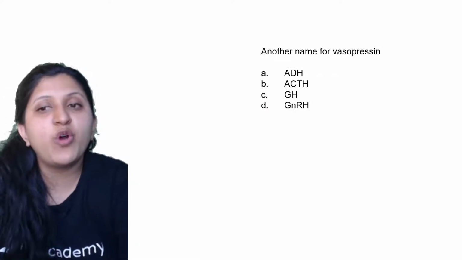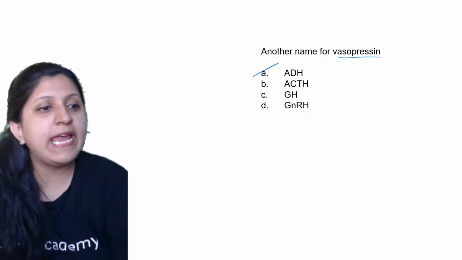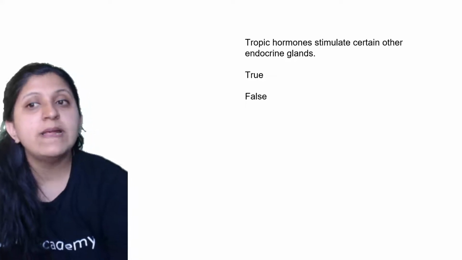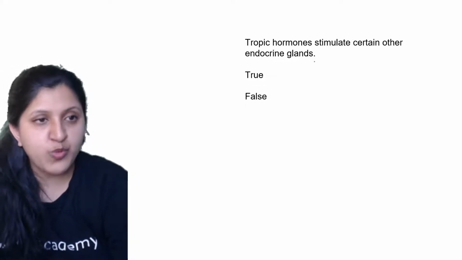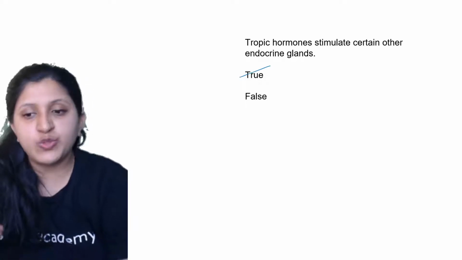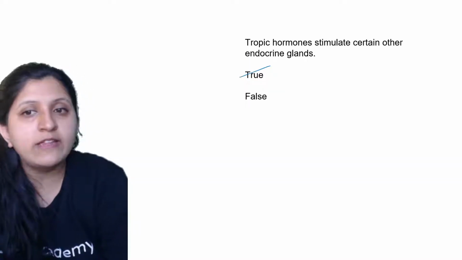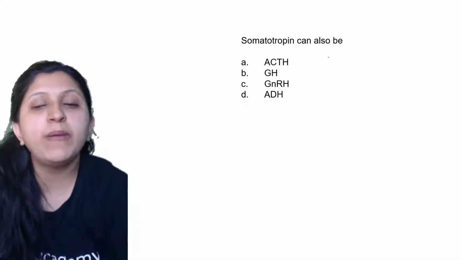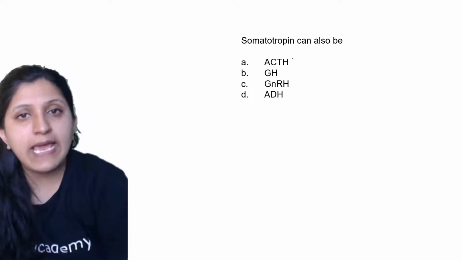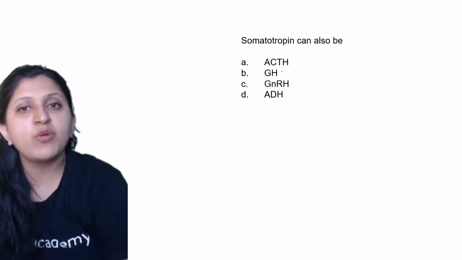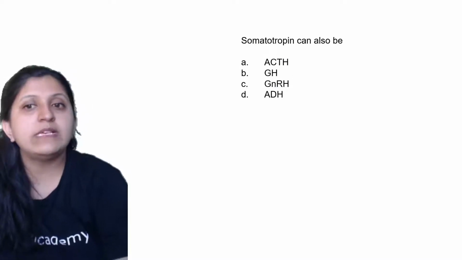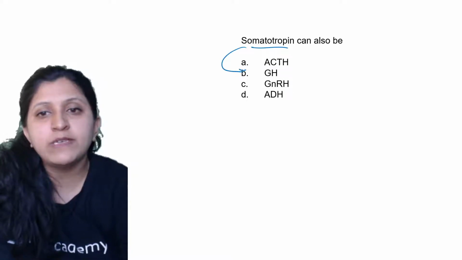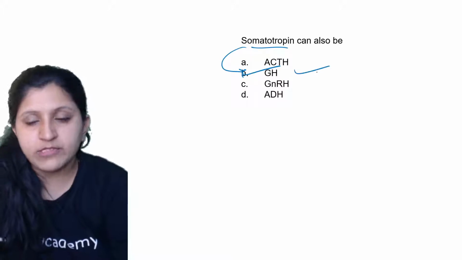Another name for vasopressin is ADH, antidiuretic hormone. Tropic hormones stimulate certain other endocrine glands. Whether this is true or false, this is true. Tropic hormones always stimulate the other endocrine glands, so it is true. Somatotropin can also be called, is it ACTH, adrenocorticotropic hormone, growth hormone, gonadotropin releasing hormone, or antidiuretic hormone? Somatotropin's alternate name is growth hormone. So this is the right answer.